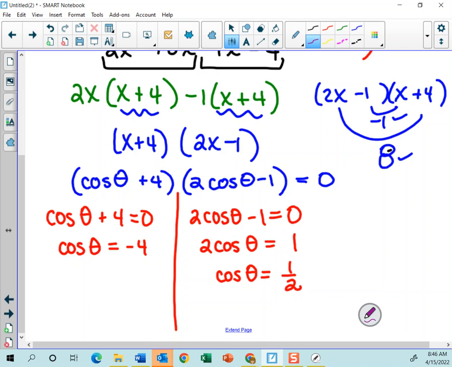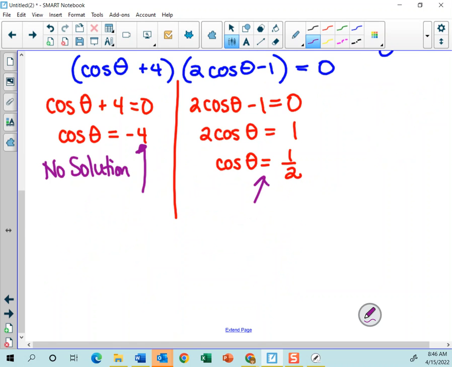Talk to me about some solutions. When does the cosine of theta equal -4? Never, right? No solution on this one. Too small. Smaller than -1, bigger than 1, no good.